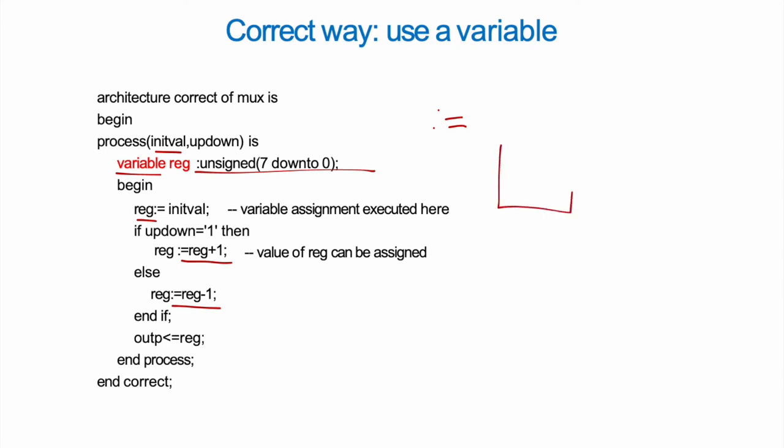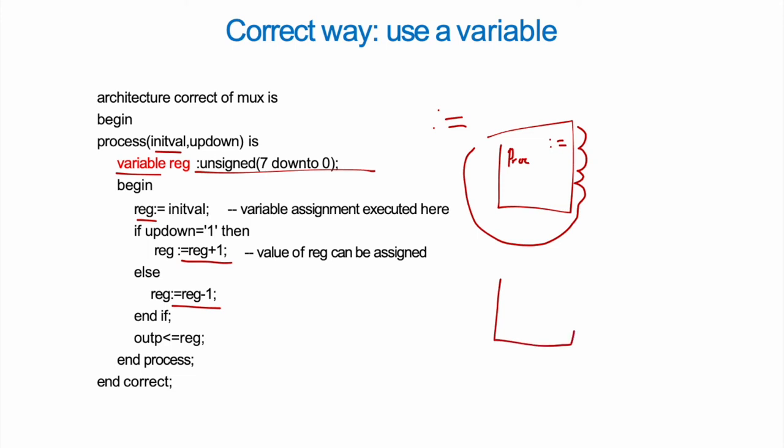So if we, again, if we take a process, whatever the internal variables are, it will just assign it straight away and go to the next step update, go to the next step update. It doesn't have to wait for the process to finish.